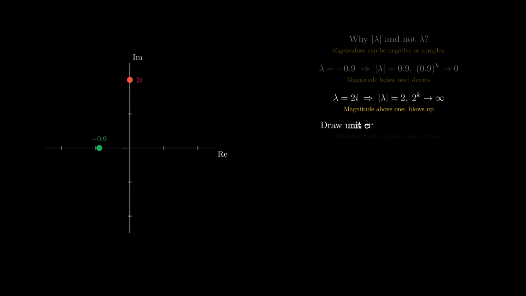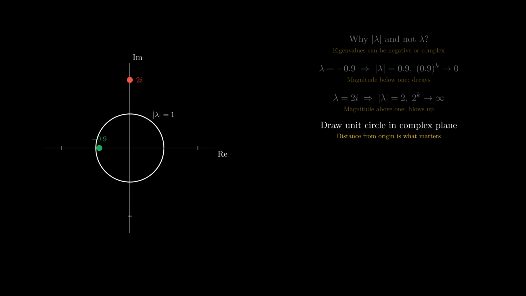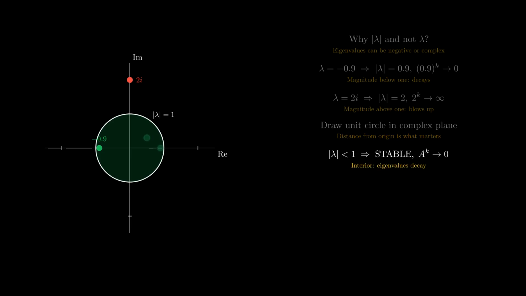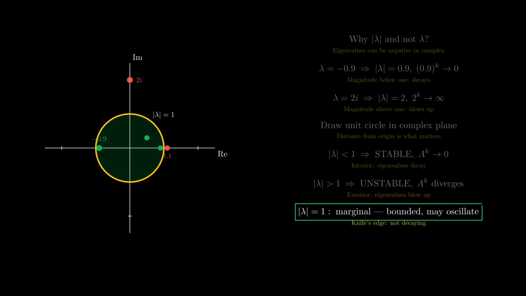What really matters is distance from the origin in the complex plane. So draw the unit circle. Every eigenvalue strictly inside the circle means decay. Anything on the circle or outside means trouble. Magnitude exactly equal to 1 is the knife's edge. The powers stay bounded and may oscillate, but they do not decay to 0.